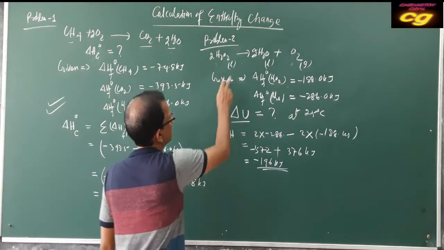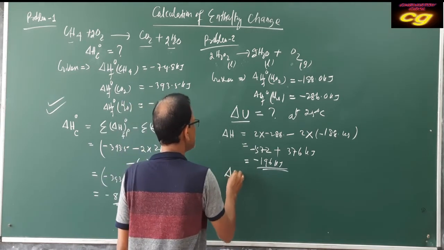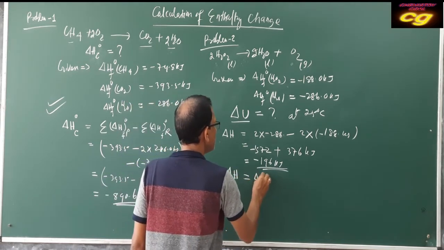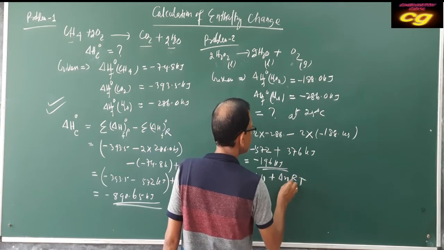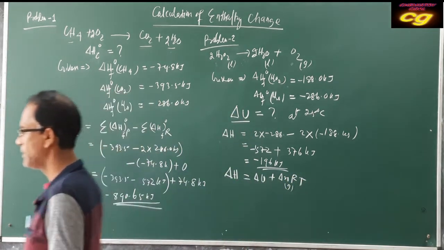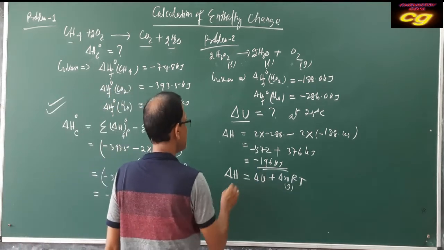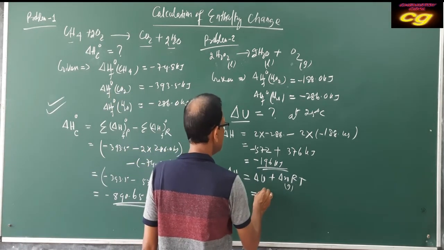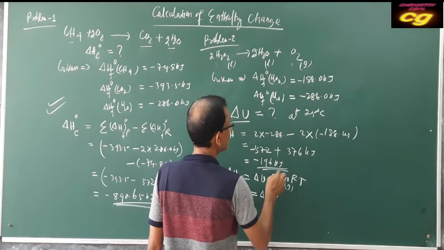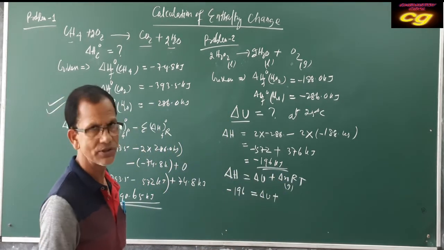Enthalpy change is calculated, but the question asks for the internal energy change. We know enthalpy change is equal to internal energy change plus delta n RT. So the enthalpy change is minus 196. What is the value of delta n? Delta n means the gaseous products minus the gaseous reactants.